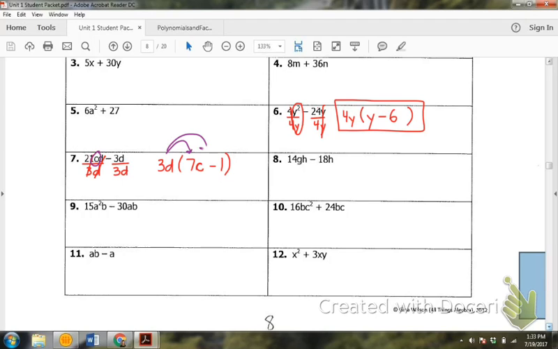Okay, number 8. Try number 8 on your own, please. Look at what number they have in common first, and then see what variable you can pull out. And sometimes that's all, that's going to be it, as far as the number. Okay, that's the right number. Does it have any variables that you can pull out?